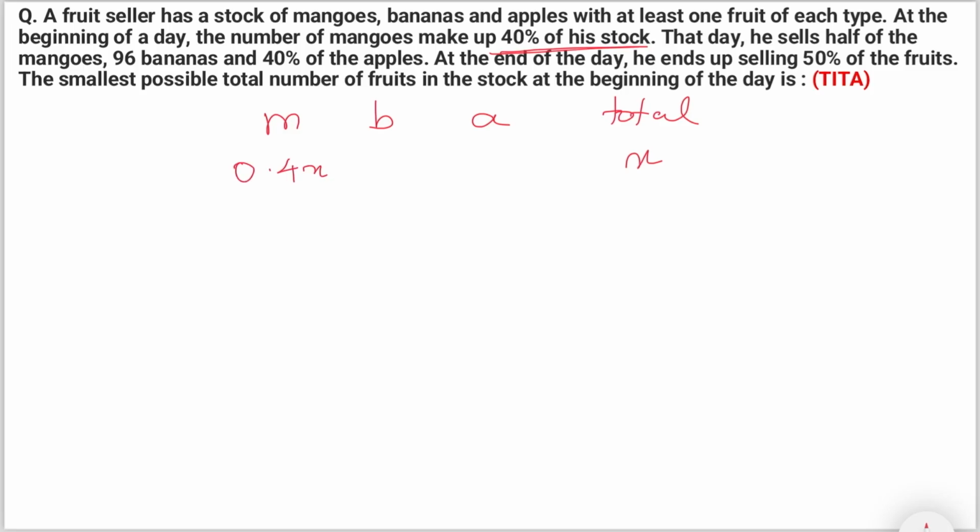Next, that day he sells half of the mangoes. So the half of 0.4 is 0.2X. 96 bananas. And 40% of the apples. The apples we have assumed as A in number. 40% of that will be 0.4A. And these total number of fruits sold, 0.2X for mangoes, plus 96 for bananas, plus 0.4A for apples.